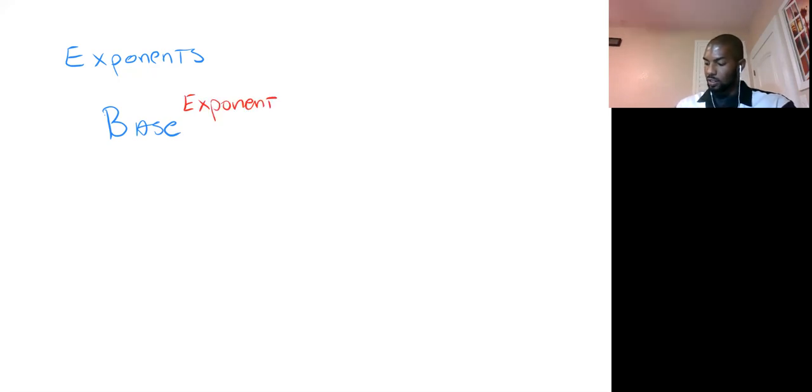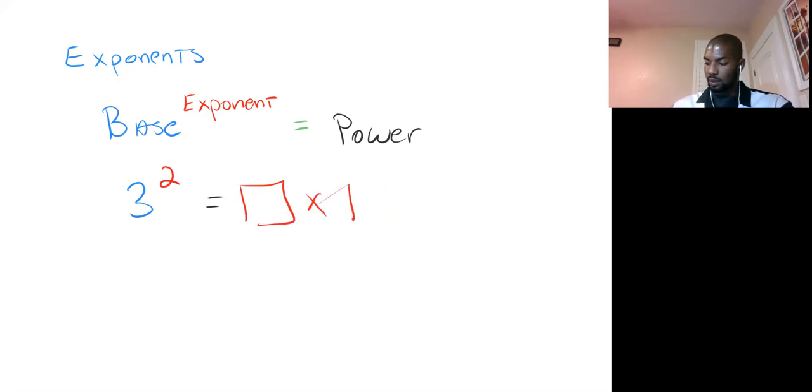Today we learned about exponents. We learned that the big number is called the base, and the small number is called the exponent. And we also learned that the answer is called the power, such that 3 to the second power is 3 times 3, which is, I put 2 boxes for the number in the powers, or in the exponent.